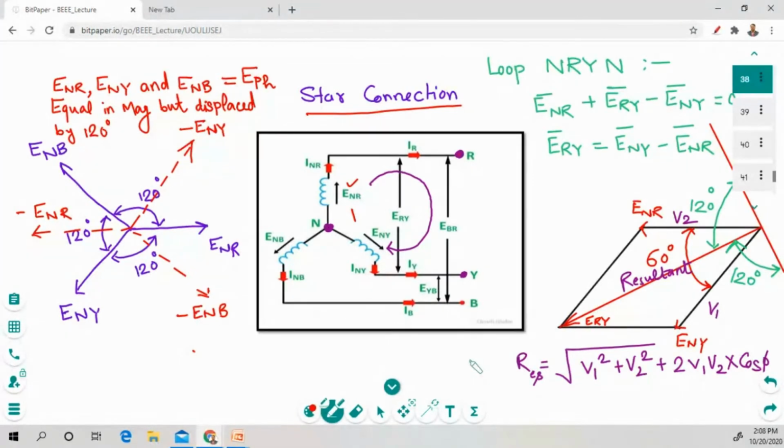With the reference of the neutral point, we have represented all the voltages and currents. As you can see right here, this E and R represents the voltage from the neutral point to the R point. So this is the E and R voltage. Now let's see I and R. This is the current flowing from the neutral point to the R point.